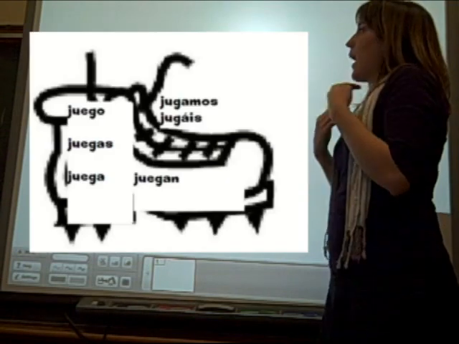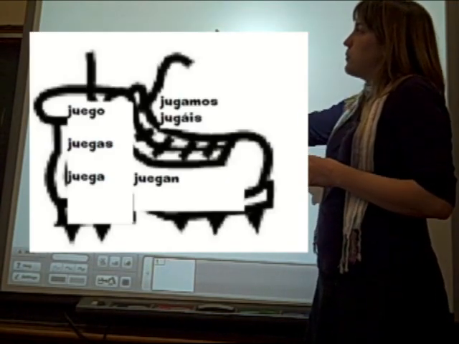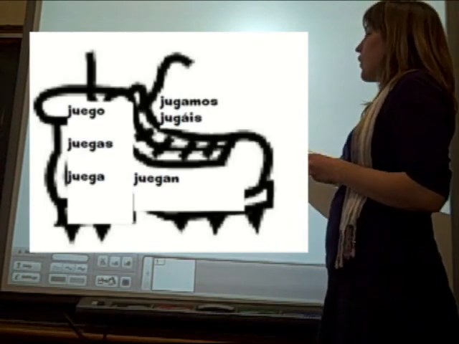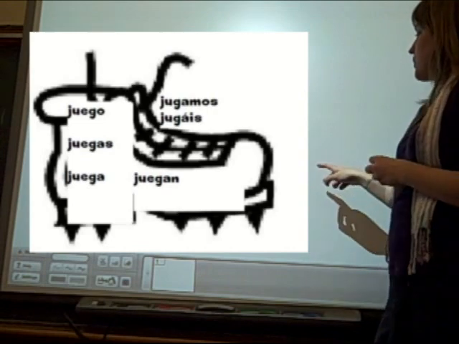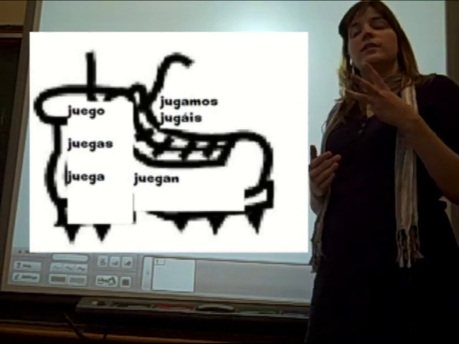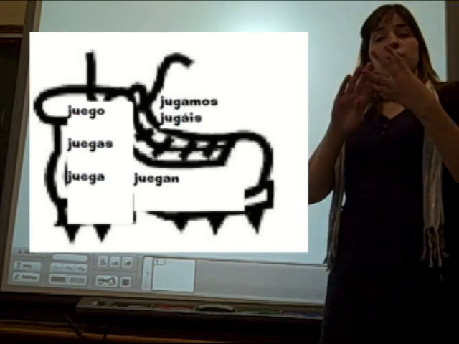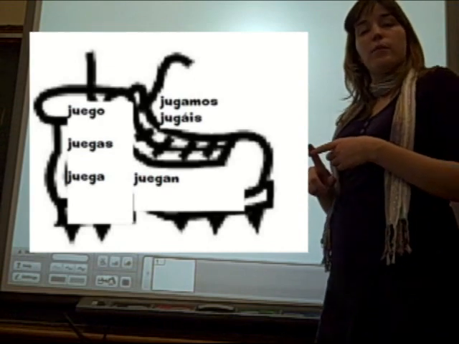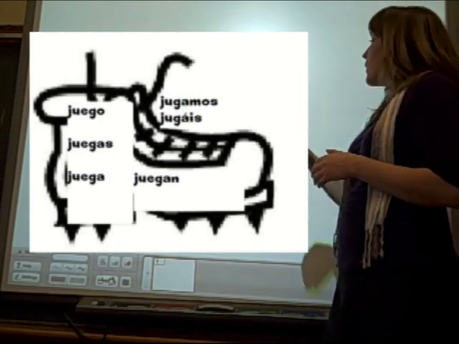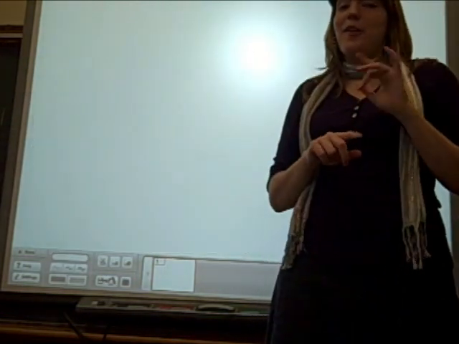So to say I play in Spanish, you say yo juego. You play would be tú juegas. He or she plays would be él o ella juega. And they play would be ellos or ellas juegan. But just like the other 3 types of stem changing verb, the only forms that change are those 4. So the nosotros form will just be jugamos. And the vosotros form will be jugáis. You understand? And that's the only one that does that.